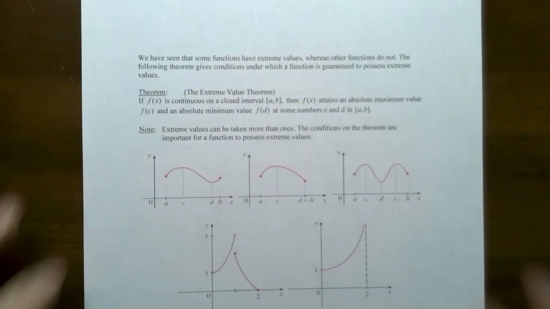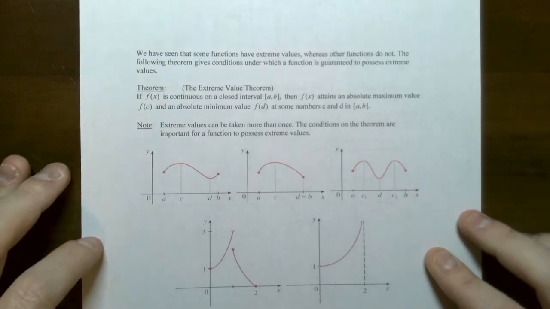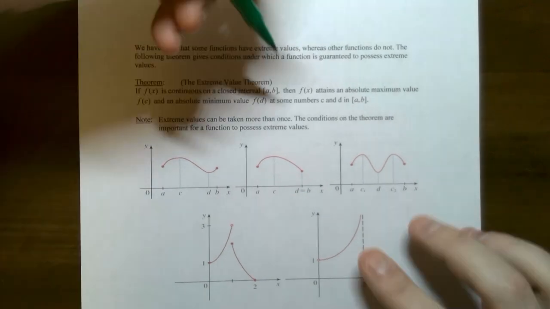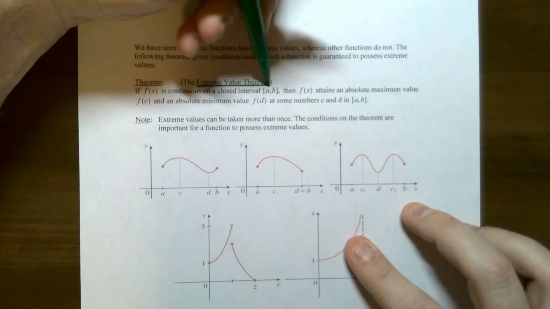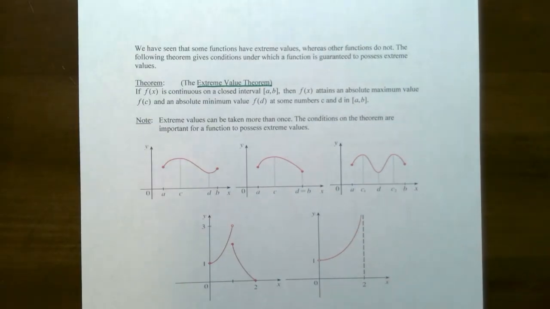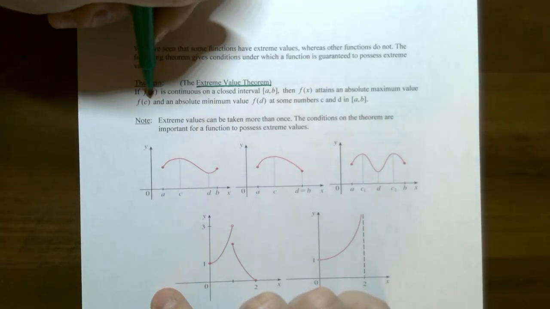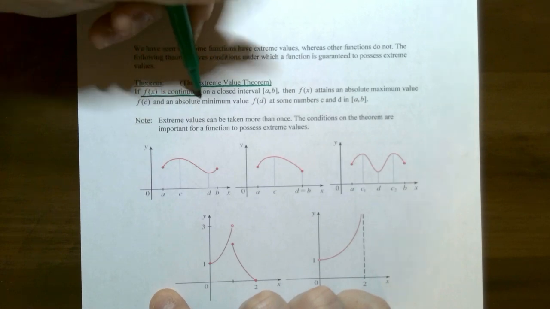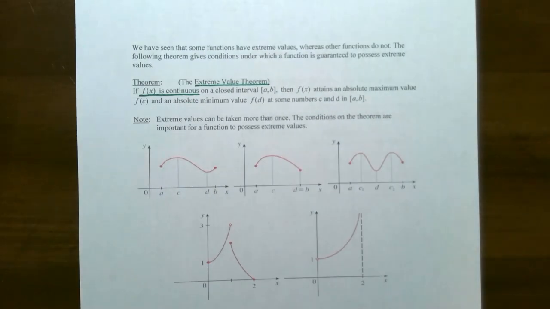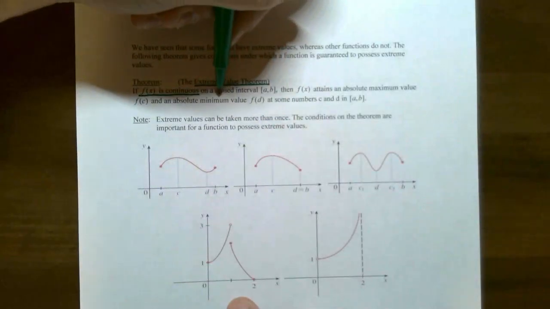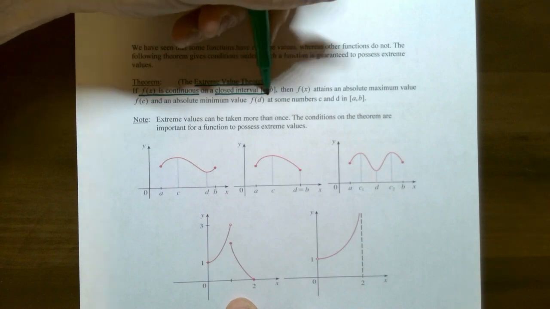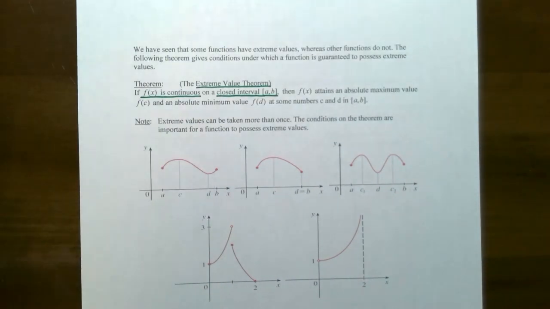With that in mind, this introduces what's called the extreme value theorem. The extreme value theorem gives you conditions on when you can expect an absolute maximum and an absolute minimum for a function. So the conditions are important for this theorem. The function must be continuous, so no breaks, no jumps, no vertical asymptotes in the graph. And the domain must be a closed interval from a to b.